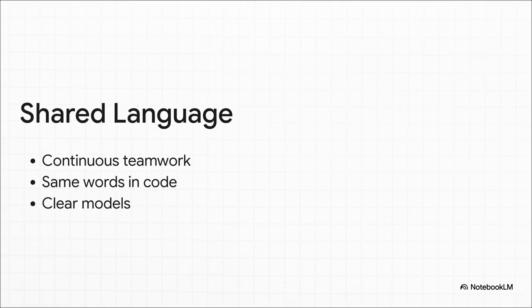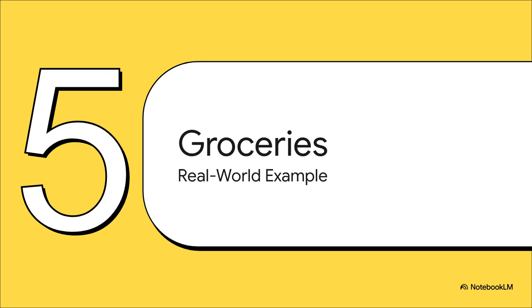What this actually means in practice is that the exact same vocabulary you use in a casual whiteboard session with a business expert must appear in your architecture diagrams, it must appear in your automated tests, it must even appear in your variables and classes in the codebase. When the language is unified from top to bottom, the model becomes crystal clear, which prevents incredibly expensive misunderstandings down the line. To move from theory to reality, let's jump to Section 5, Groceries, a real-world example.